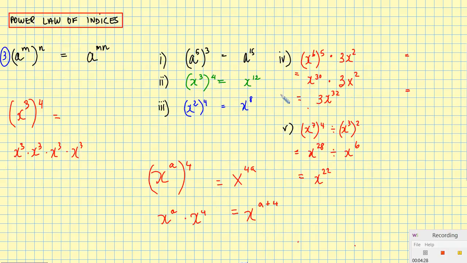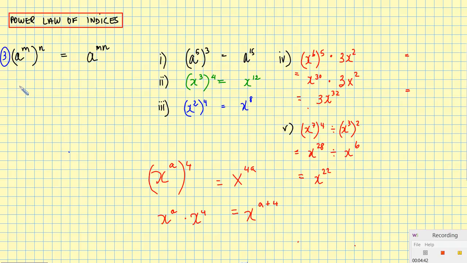If we want to take a look at a third law, the third law would be the power to a power rule. What the power to a power rule basically says is that if I have a to the power of m, which is raised then to another power, n, then we would multiply our powers together, so you would have a to the mn. Now essentially, what is this telling me?